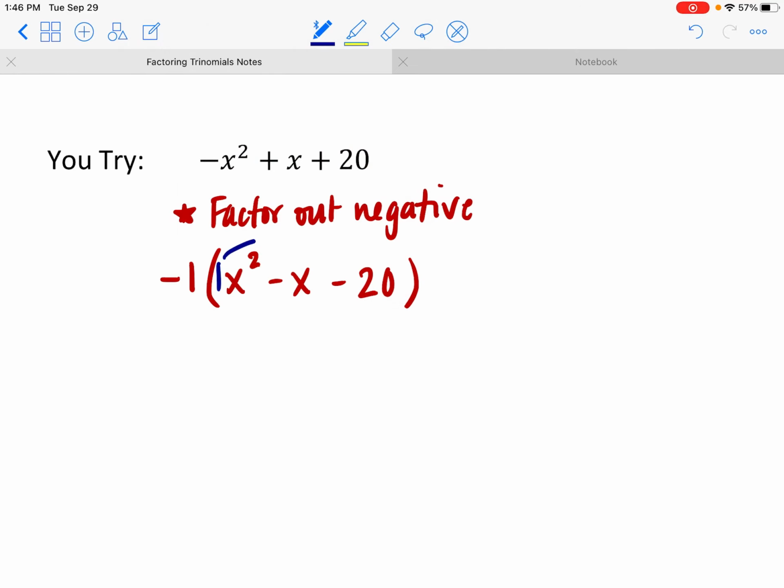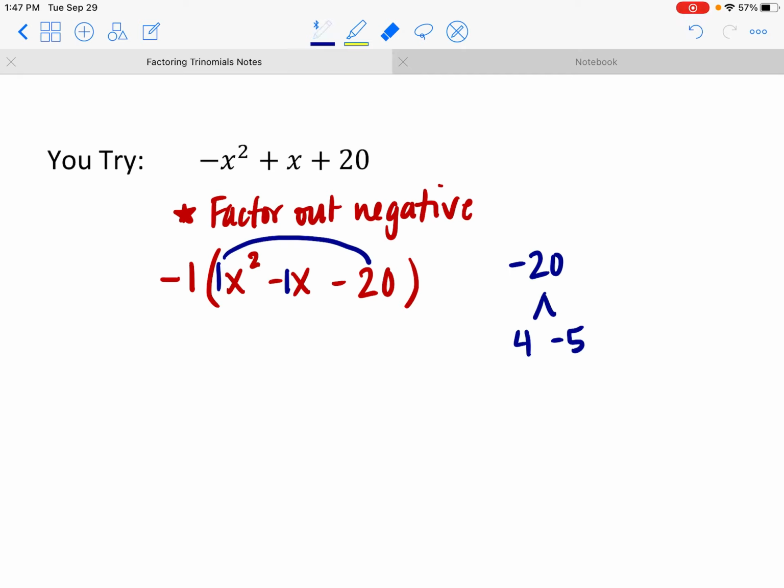So 1 times a negative 20 is a negative 20. And we're going to be looking for a pair that has a difference of 1 in the middle. Difference, again, because this is negative. So 1 and 20 doesn't have a difference of 1. 2 and 10 doesn't have a difference of 1. But 4 and 5 have a difference of 1. So I'm going to use 4 and 5. Which one do I need to make negative? Well, if there's a negative in the middle, I'm going to make the bigger number negative. If I add 4 and a negative 5, I do get the negative 1 that's in the middle.